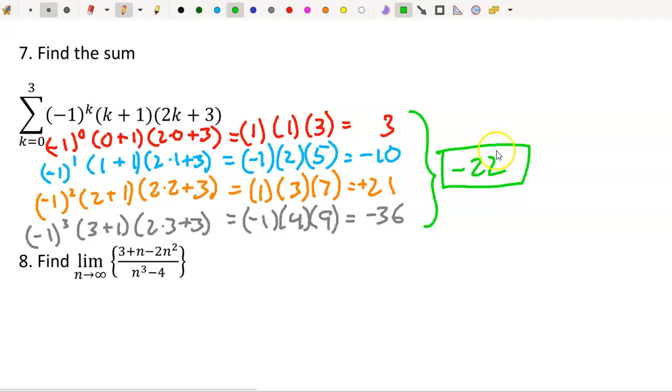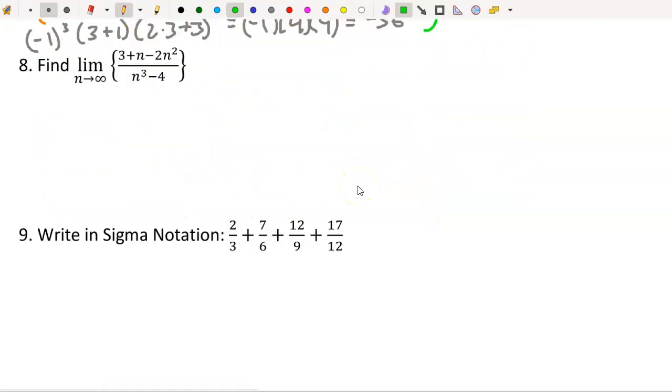All right, let's find the limit, number 8. So this is a polynomial. So by the definition, we can just go through and divide all the terms by the highest degree. In this case, the highest degree would be n to the third. So I'm going to divide every term by that. So let's first rewrite it, give me a little room to work here.